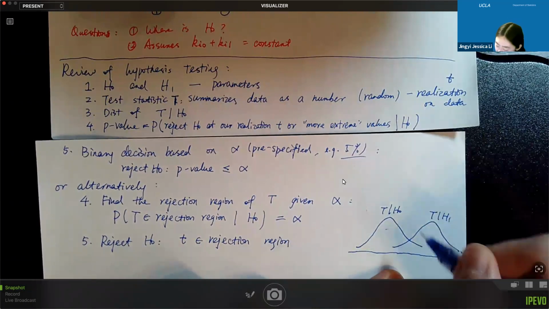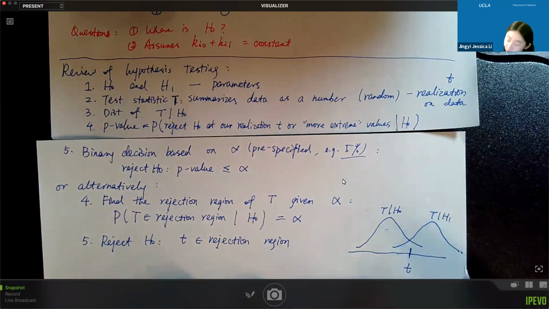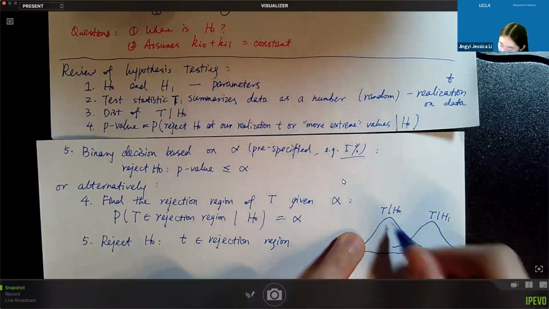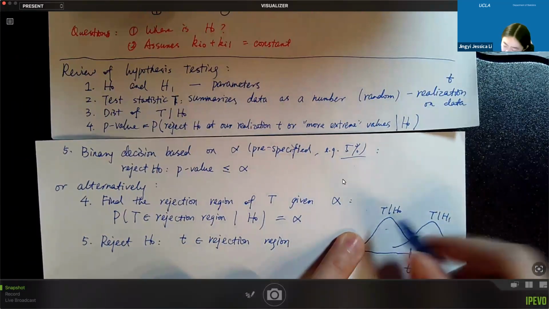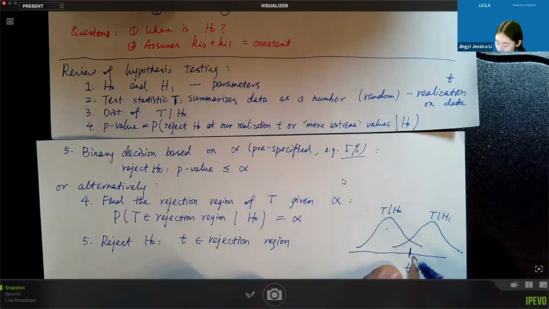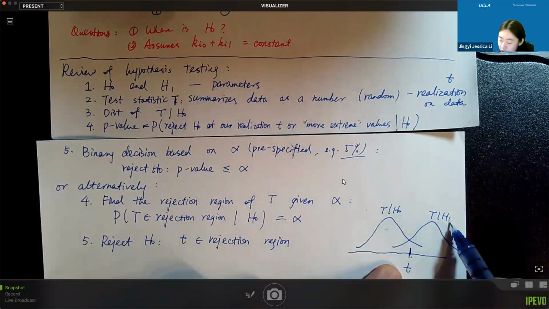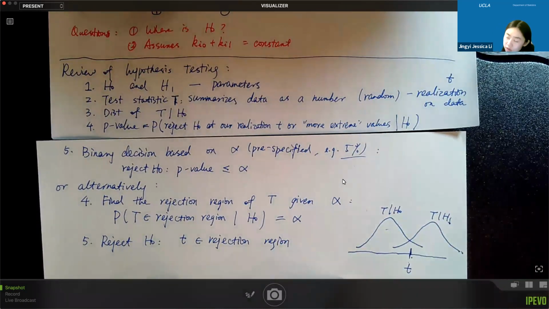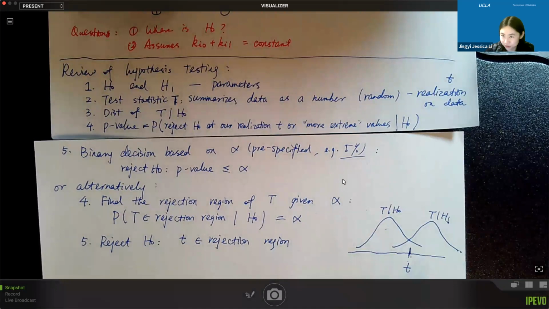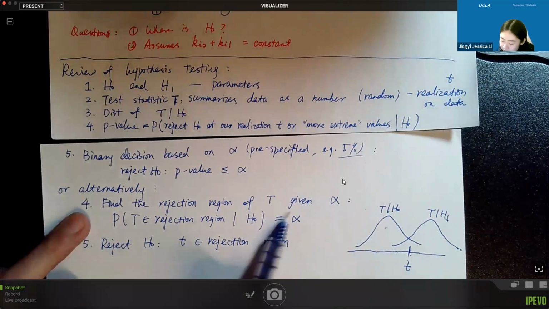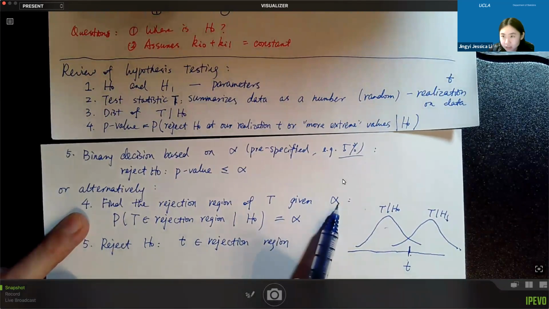So that means whenever you observe a realization right here, you need to sacrifice some type 1 and type 2 error, which means it's possible the t comes from this distribution, but still you reject the null. In that case, that's a type 1 error. But if the t comes from this distribution, which means the alternative is true, but you do not reject the null, that means you make a type 2 error. So whenever there's overlap, you can never make a perfect decision. There's always some sacrifice.